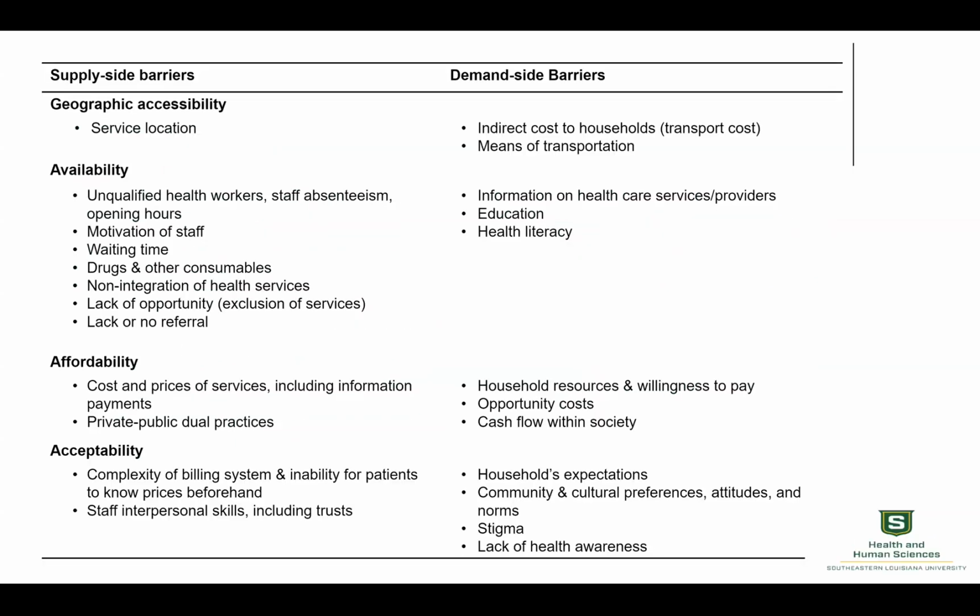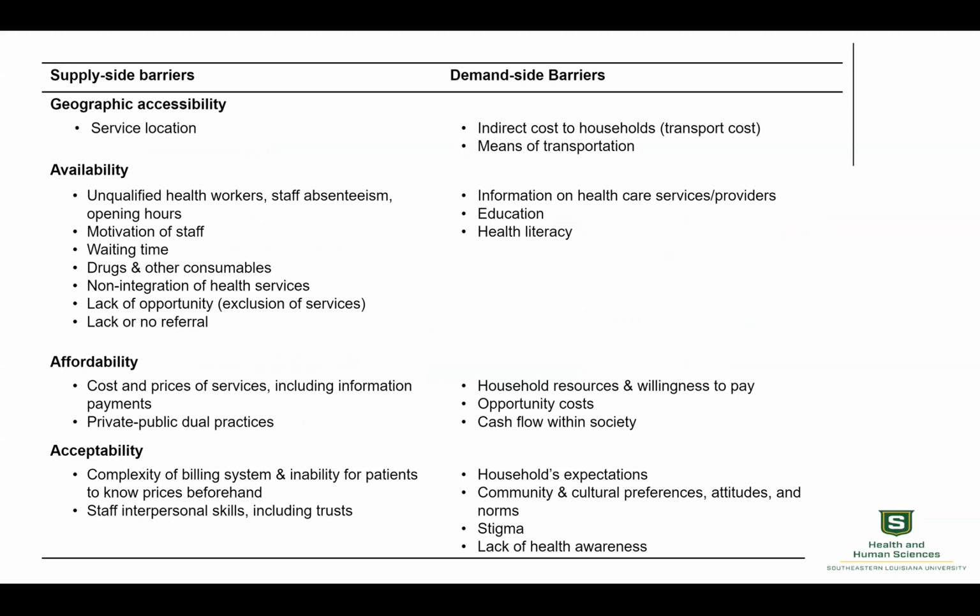So this image looks at barriers to access. It has the supply side, where we're looking at it from the healthcare provider perspective, and then it has the demand side, which is the patients' part of it. So geographical location could be one of those barriers that come from the provider, while on the demand side it could be the indirect cost to the household in terms of transportation to go and how much it's going to cost.